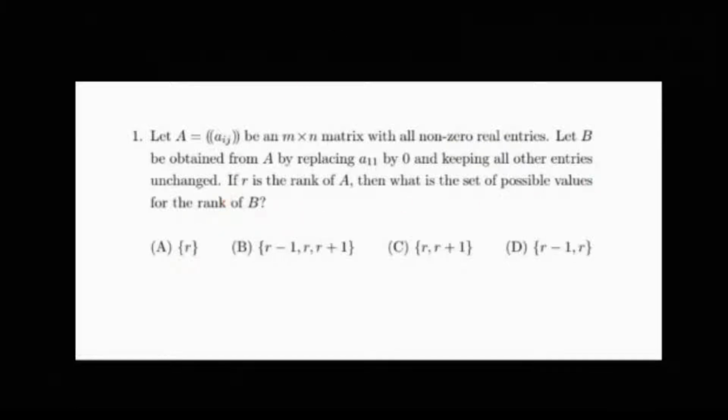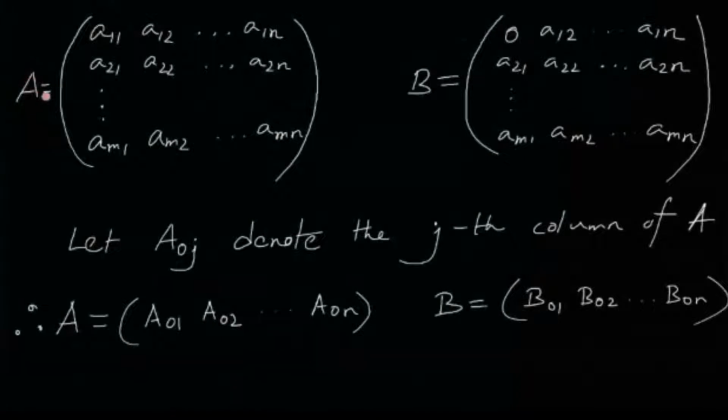So basically it means that A is this given matrix, A11, A12 up to AMN, and B is just the same matrix, but replacing A11 by 0, this part. The remaining terms are all the same, right?